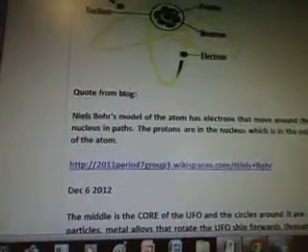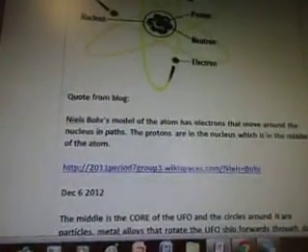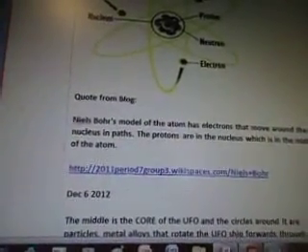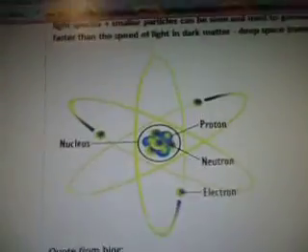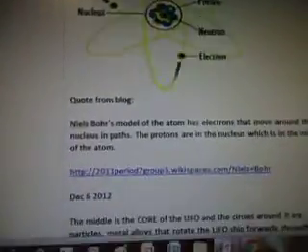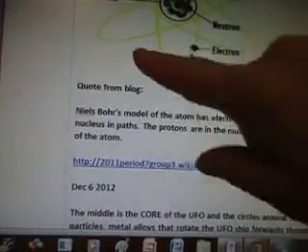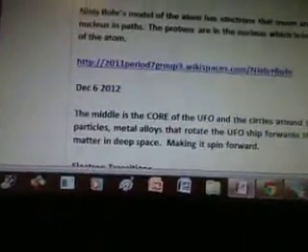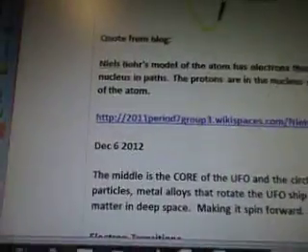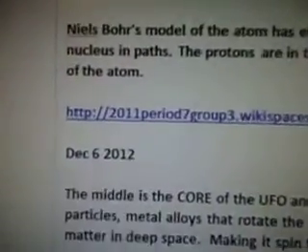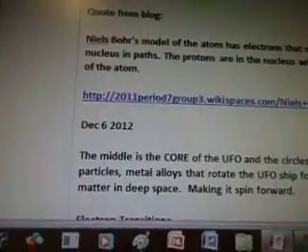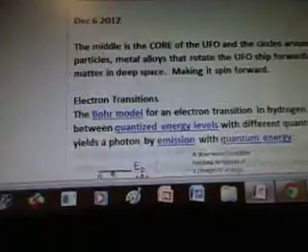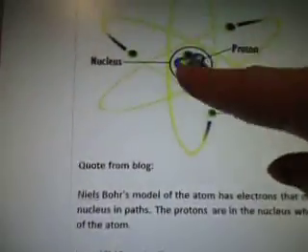Quote from blog: Niels Bohr's model of the atom has electrons that move around the nucleus in paths. The protons are in the nucleus, which is in the middle of the atom. So we have our star shape here, 1, 2, 3, 4, right? And then we have our nucleus in the middle, kind of like the atom in the middle, or the core. Yeah, you see where I'm going? Okay, the website is 2011.7group3.wikispaces.com.